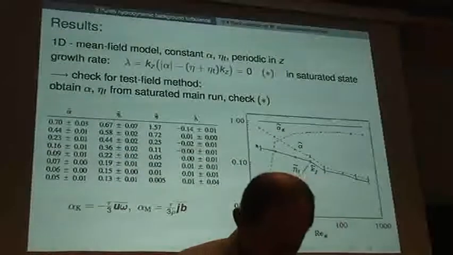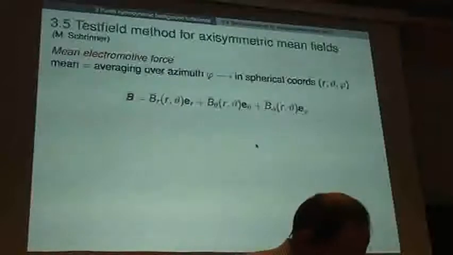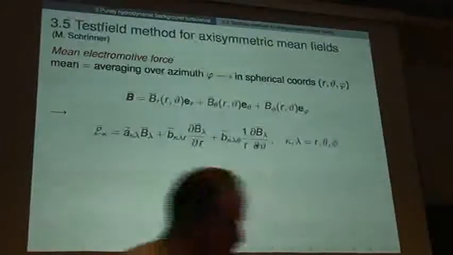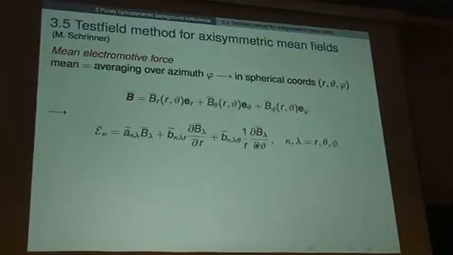Okay, then coming to another application, which is tightly connected with the name of Martin Schrinner, who has done a huge amount of work on that, and in fact the first application of the test field method, and maybe it's worth mentioning him. Consider an average in axisymmetric geometry, which is again over the azimuth phi, and then you get something like that. All the components of the mean field are only functions of r and theta, and the electromotive force can be represented in this way.